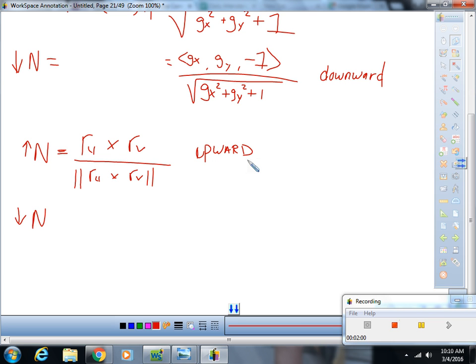Does anyone have any idea how you'll do it downward? How do you switch the sign of a cross product? You switch the order, exactly. So it's r sub v cross r sub u over, you don't have to switch them on the bottom. I don't think it'll matter, but we'll just stick with switching them. It's the magnitude. Okay, and that's going to be downward. So not a big deal. That's how you find unit vectors.